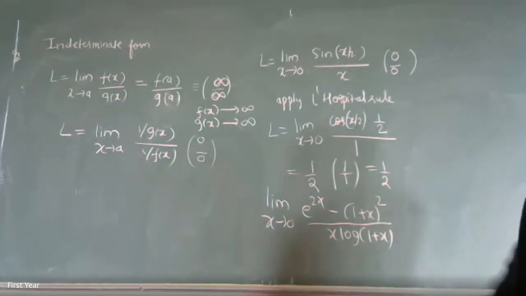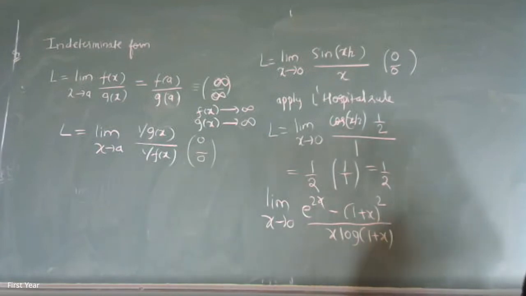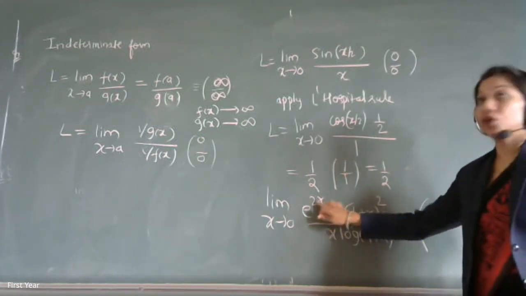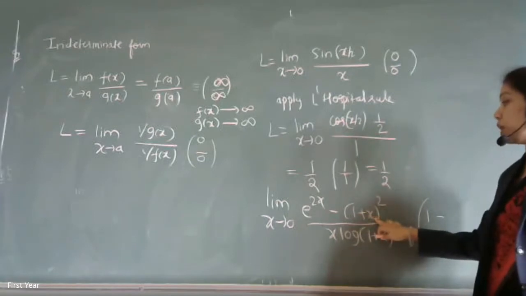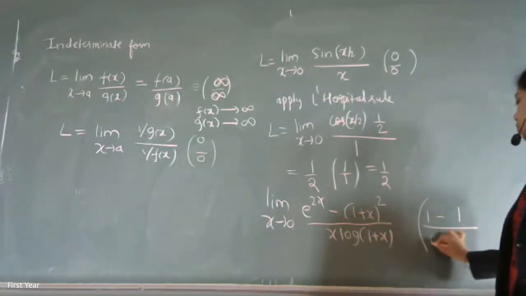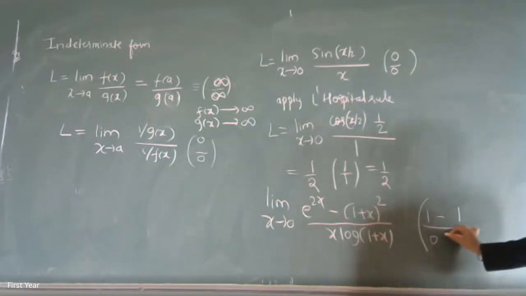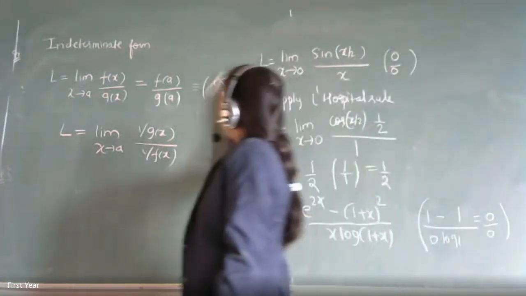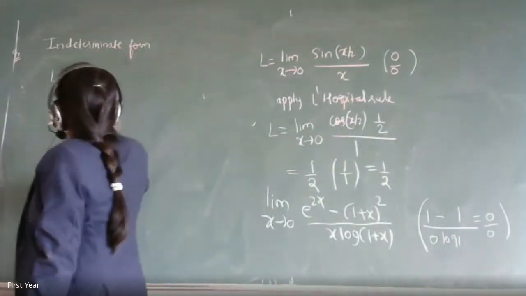Okay. Yeah, so first of all, find out the form. Put x is equal to 0 and see what is the form. e raised to 0 is 1. e raised to 0 is 1, minus 1 plus 0 is 1. So 1 minus 1 is 0. And in the denominator, log of 1 is 0. But 0 into 0 is 0. So this is 0 by 0 form. So you have to apply L'Hospital's rule. So try applying L'Hospital's rule.